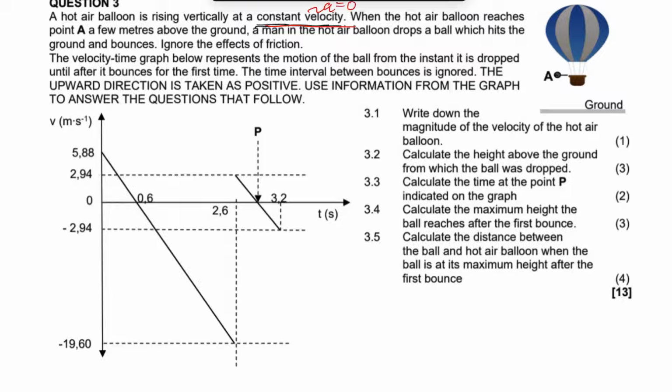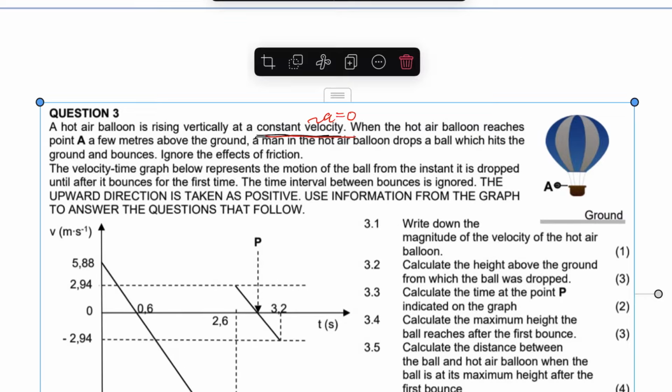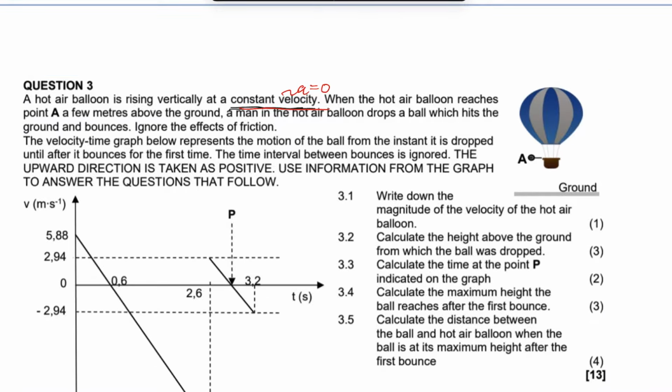right? And when the hot air balloon reaches point A, a few meters above the ground, a man in a hot air balloon drops a ball which hits the ground and bounces. Ignore the effect. Let's just draw that. Let's say here's the hot air balloon. It's above this height. When it's at this height, the hot air balloon drops an object.